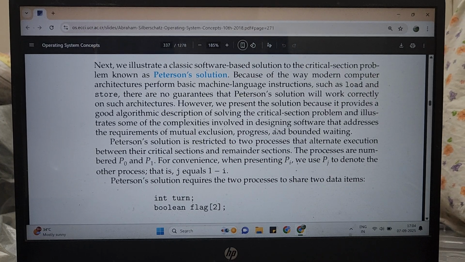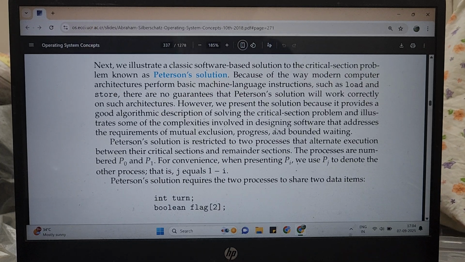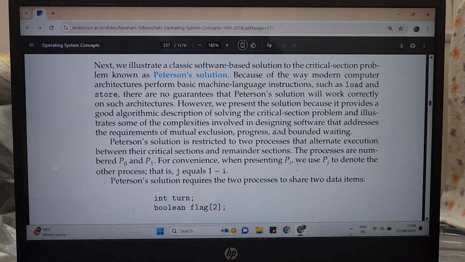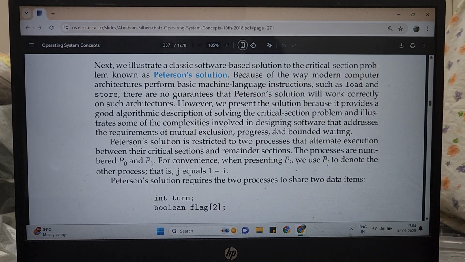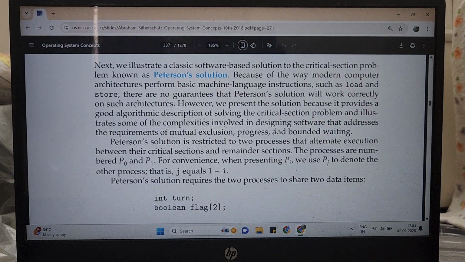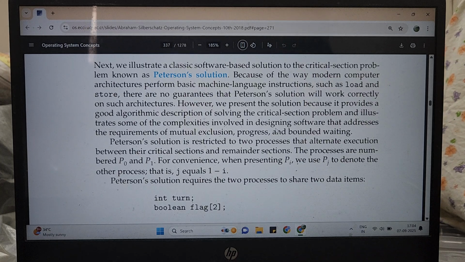We saw there are three criteria which we need to satisfy: mutual exclusion, progress and bounded waiting. So if you are not quite familiar with these terms, I would recommend you to watch the relevant previous segments and then come over here. So that we saw is the critical section problem.